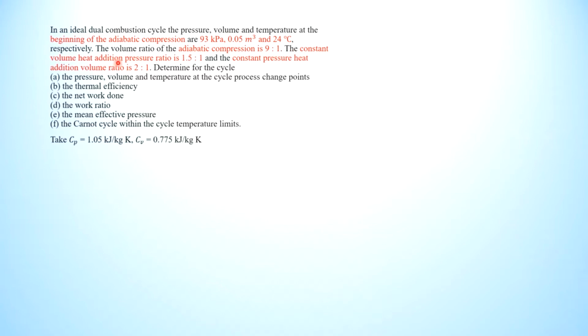Now the constant volume heat addition, here they give you a pressure ratio of 1.5:1, and then the constant pressure heat addition volume ratio is 2:1. So there are two heat additions here, two supplies. One is based on constant volume, the other one is based on constant pressure. Both they have given us the ratio. One is the pressure ratio, the other one is the volume ratio. And at the beginning also they have given us a volume ratio based on adiabatic compression.